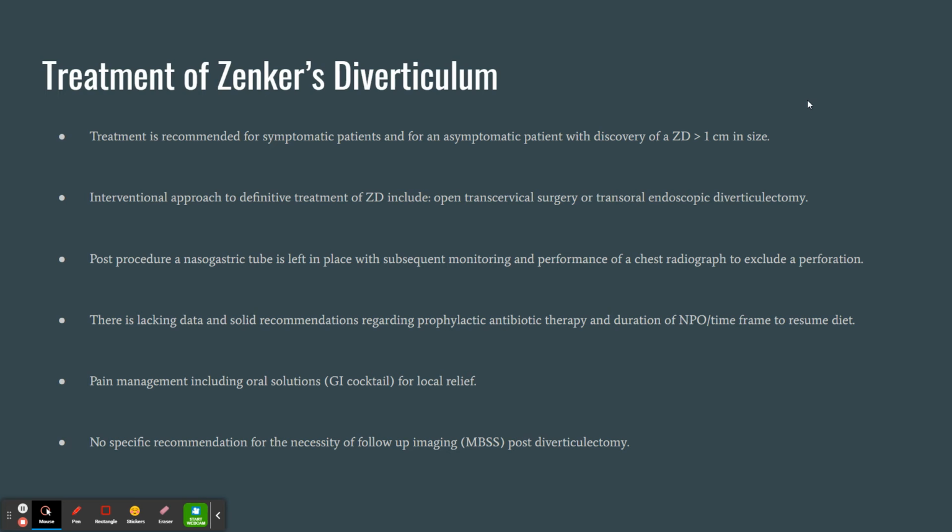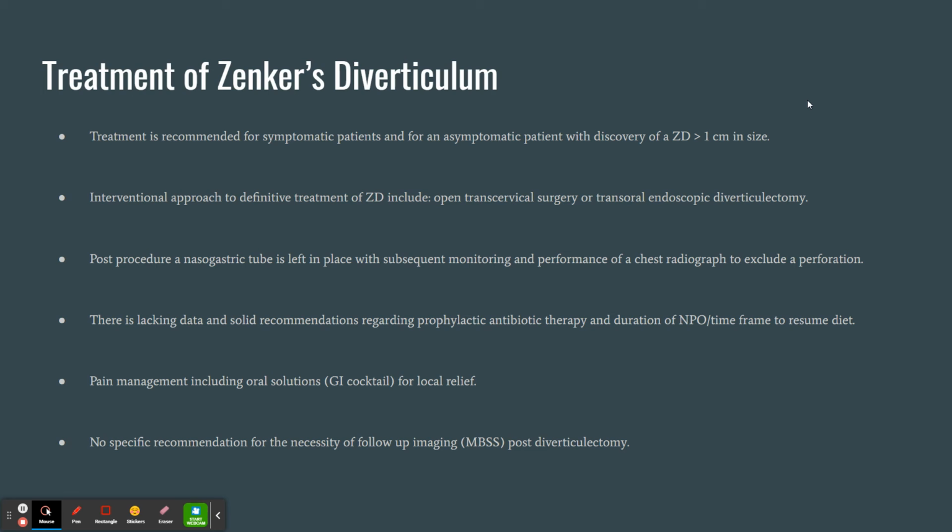The recommendation by UpToDate is that treatment is recommended for any symptomatic patient, but also for any asymptomatic patient, even with an incidental discovery of a Zenker's diverticulum, if it's greater than 1 centimeter in size. An interventional approach to the definitive treatment of Zenker's diverticulum includes open transcervical surgery or transoral endoscopic diverticulectomy.